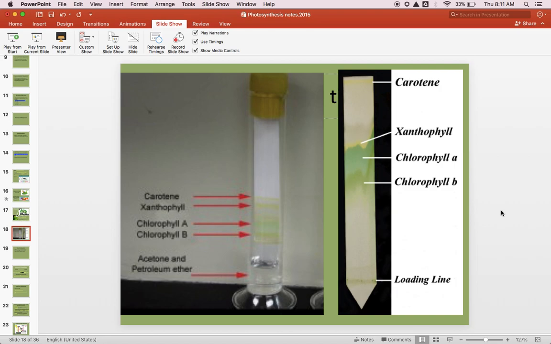This picture here shows us the accessory pigments that are found in photosynthesis in green plants. So this would be the accessory pigments found in a spinach leaf. The spinach leaf has chlorophyll A, has chlorophyll B, both green pigments, but it also has a pigment called xanthophyll, which is yellow, and a pigment called carotene, which is orange.